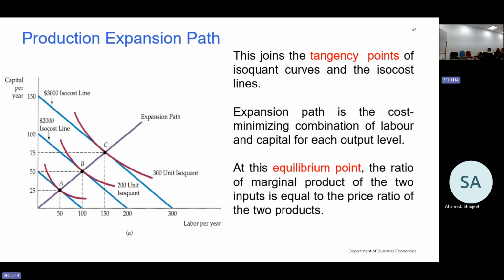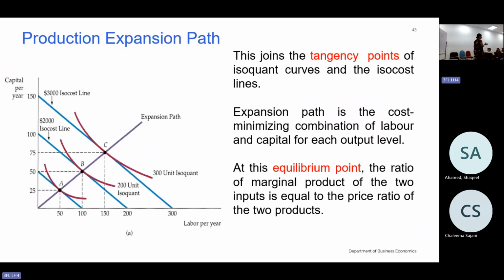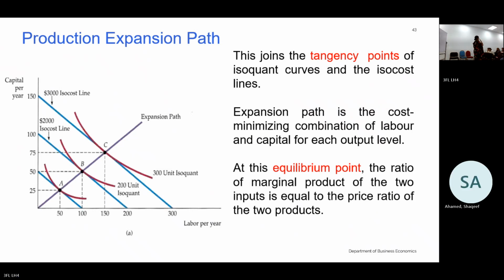This is where we operate. Now what happened? We want to expand our business. Then what are we going to do? We want to go to a higher production. If we want to go to a higher production, we have to increase the cost as well, the input value.